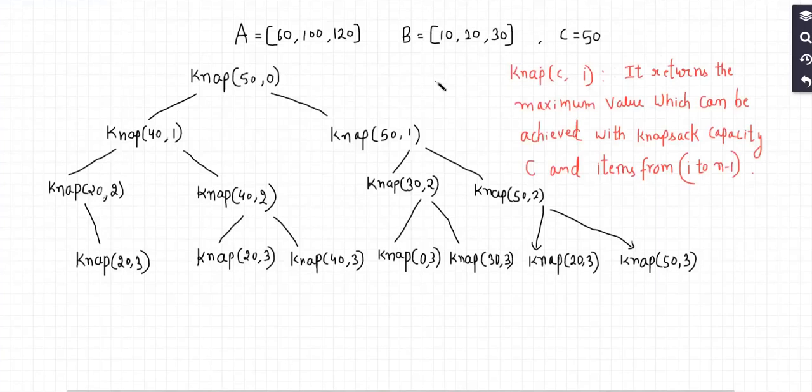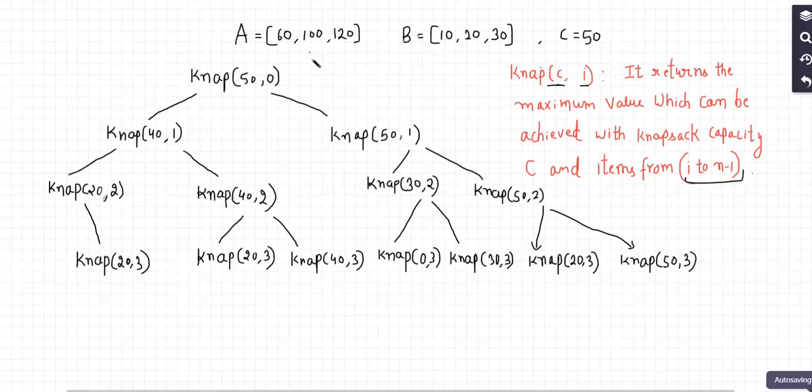Okay, so I want you to imagine a function. Nap stands for knapsack, where C is the capacity and I is the index, the index of the starting item. So basically the function returns the maximum value which can be achieved with knapsack capacity C and items from I to n minus 1.